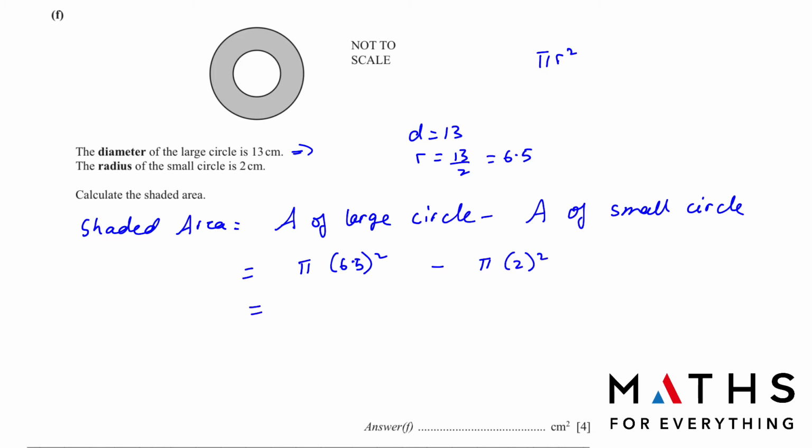Let's put this in the calculator. We will get 120.16. We can round it to 120 square centimeter. Very easy 4-mark question. You just have to remember that the diameter is twice the radius. So for finding the radius, we divide by 2.